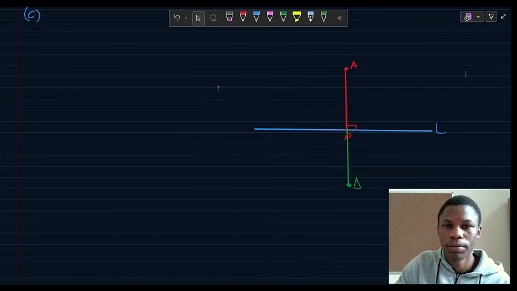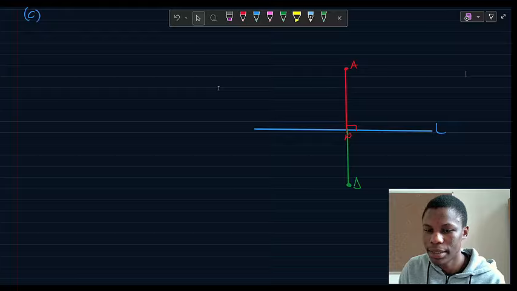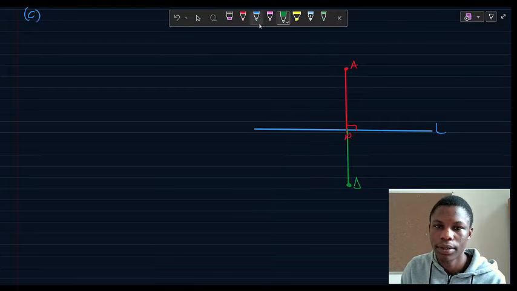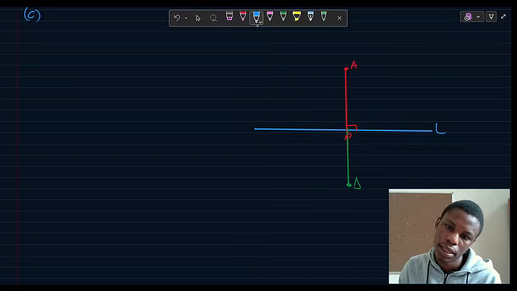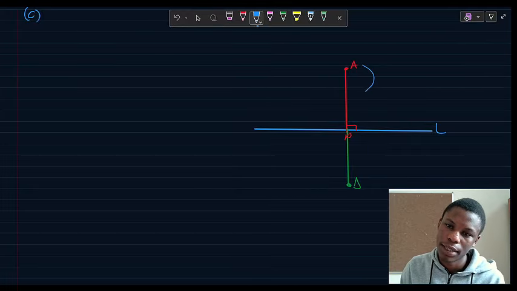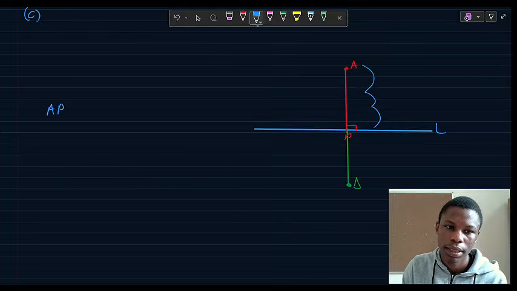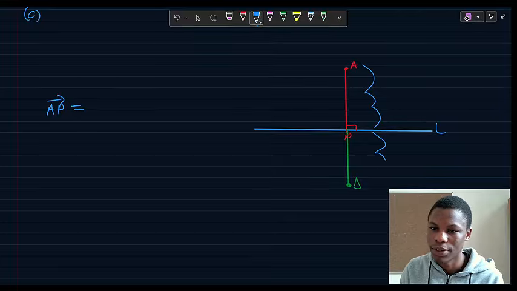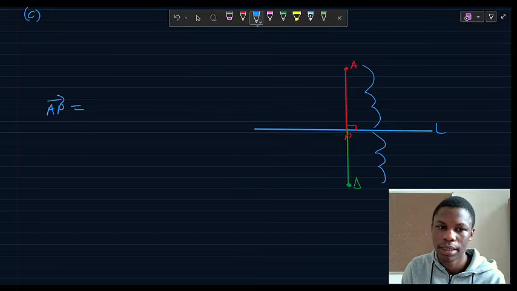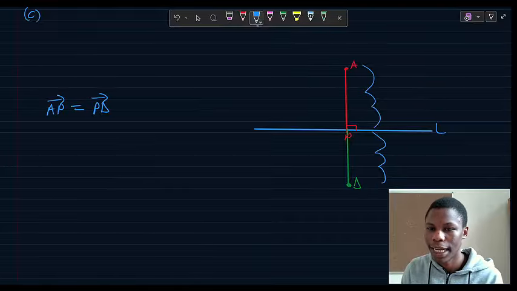All right, so we know that D is a reflection of A in L. So what we can do is to say that if I take the vector AP, the vector from A to P, it has to be equal to the vector from P to D. Looking at it from the perspective of vectors, AP has to be the same as PD if D is a reflection of A.